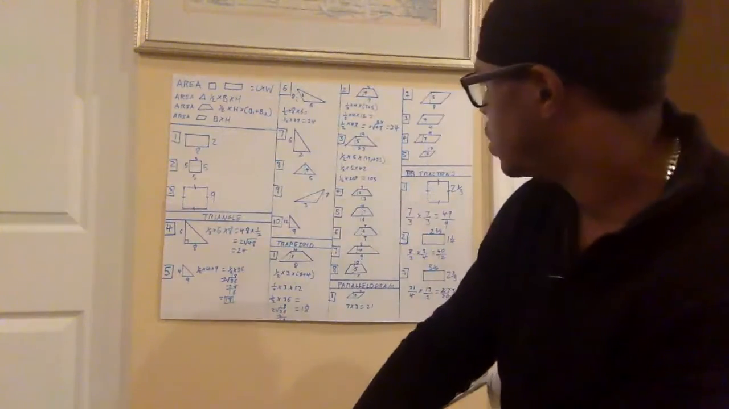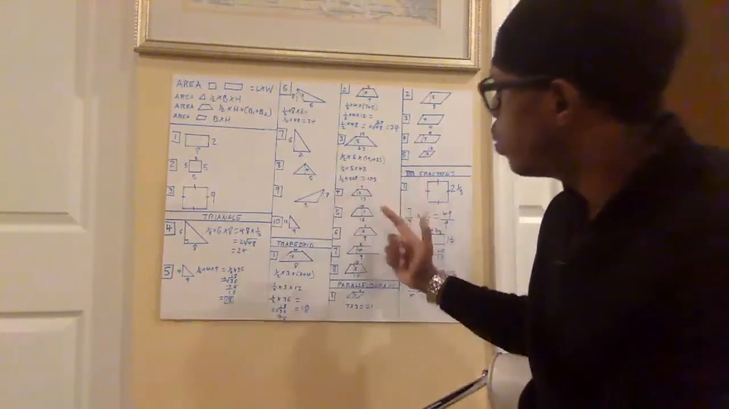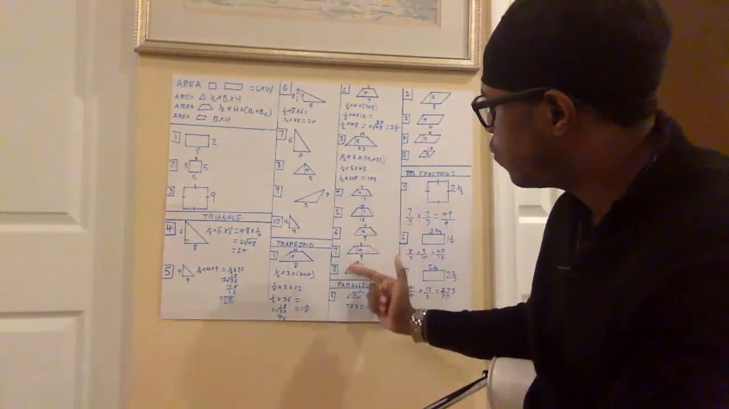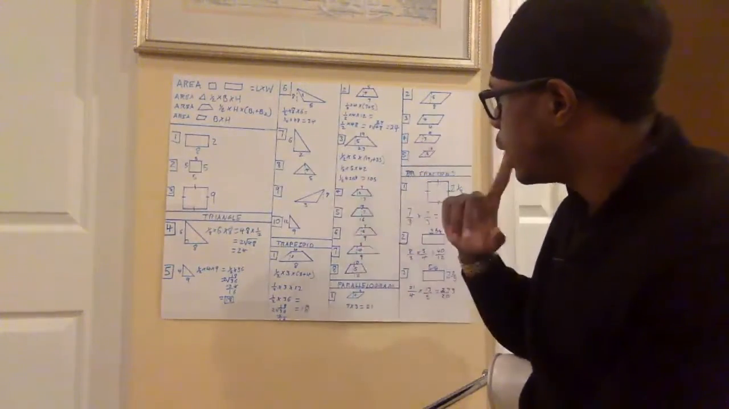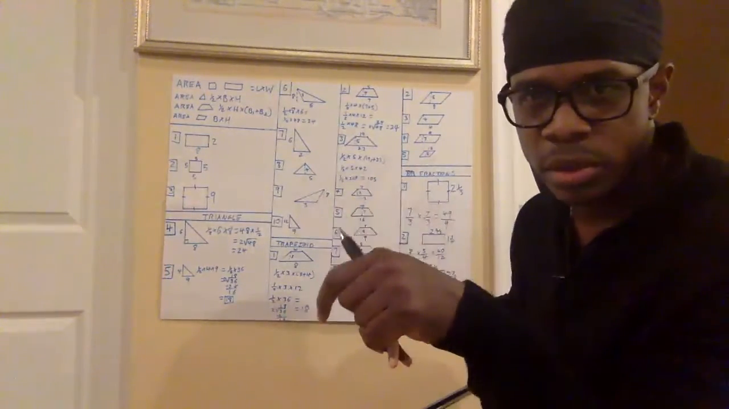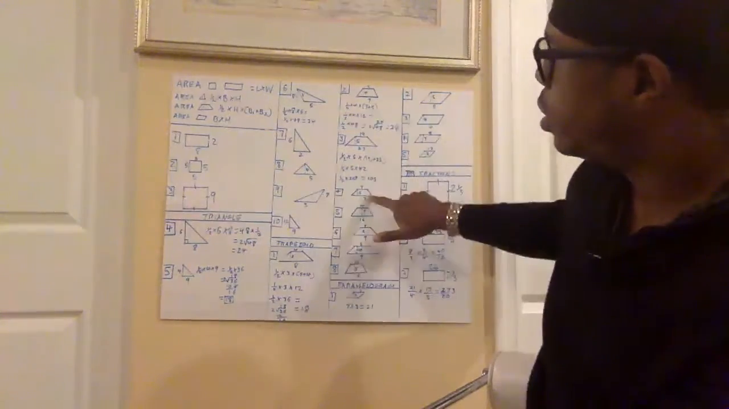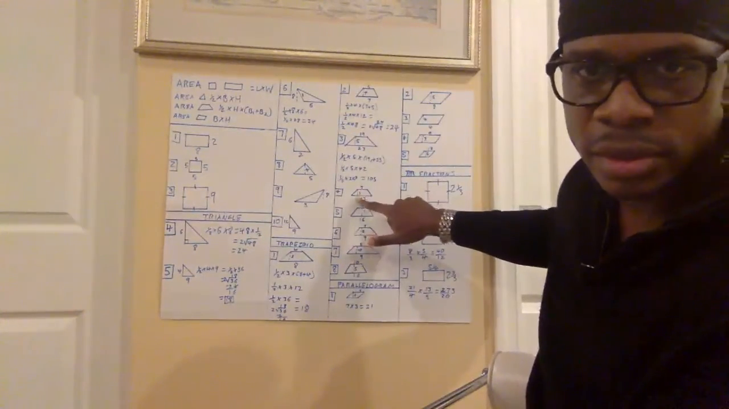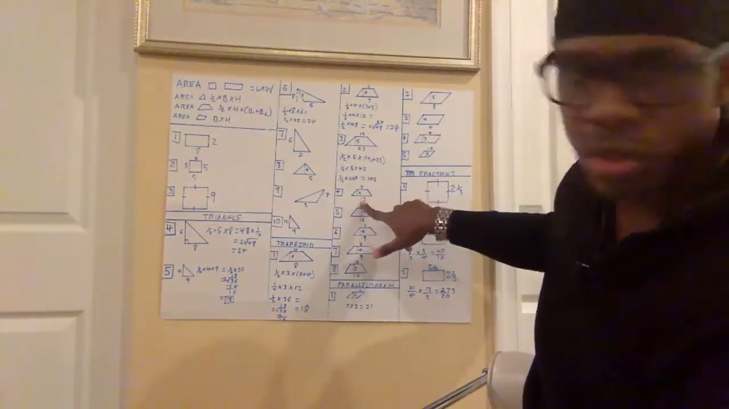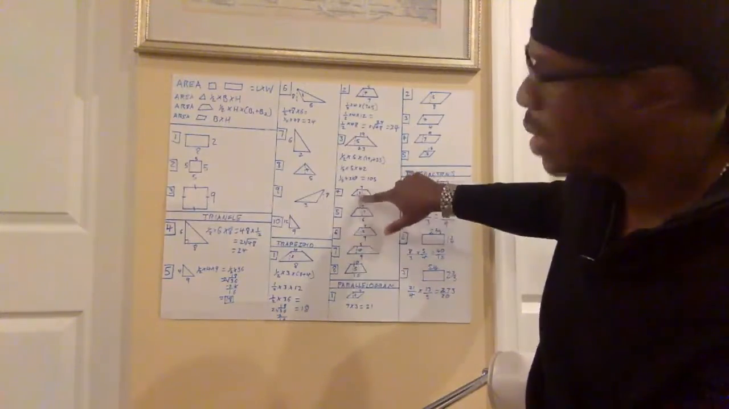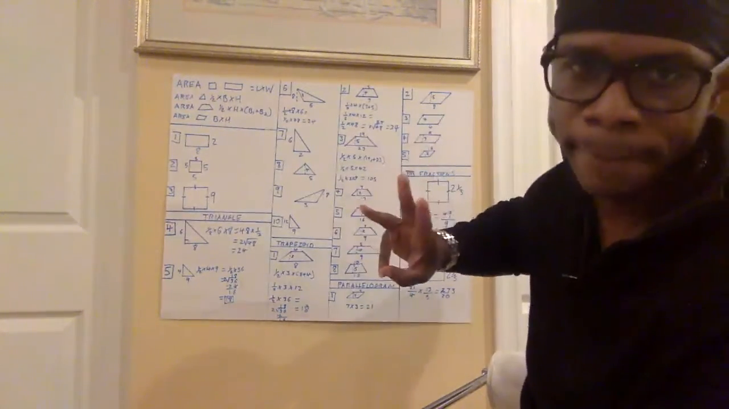All right, that being said, I want us to try these 5. And again, if it's too small, please let me know so I can make them bigger in the future. But number 4 is going to be, the first base is 7. The second base is 13. And then the height is 3.